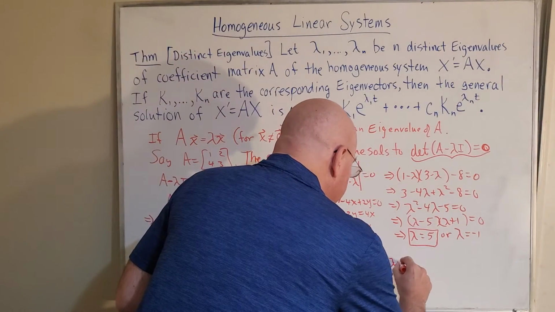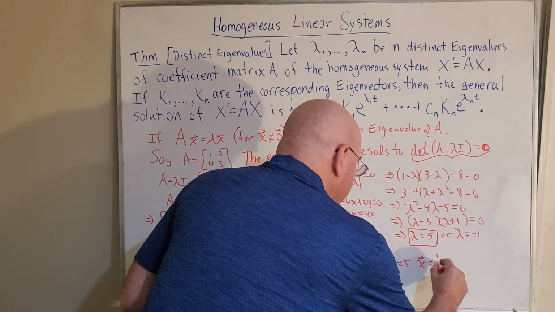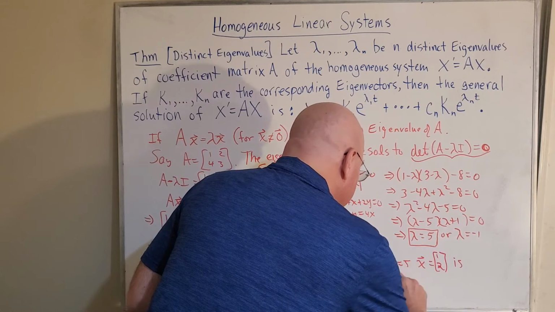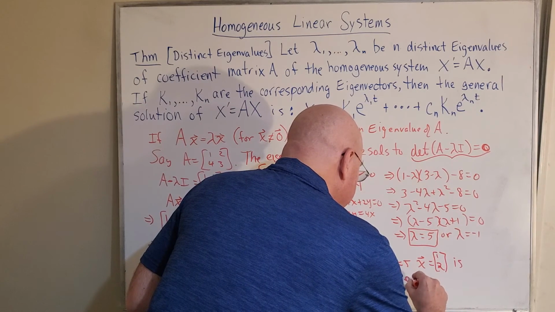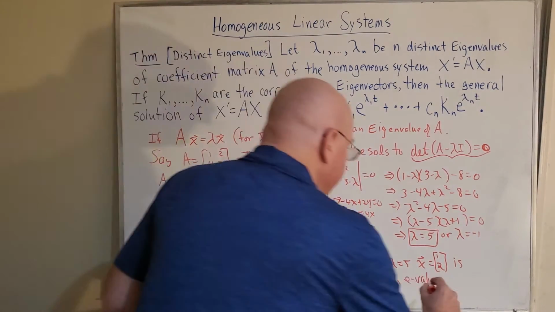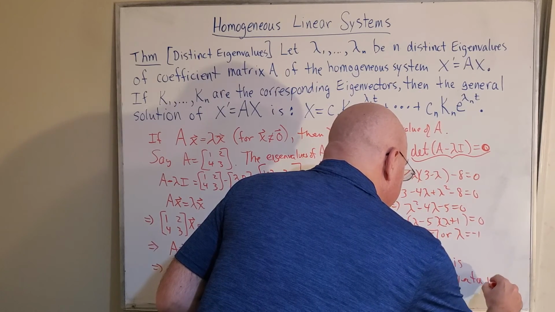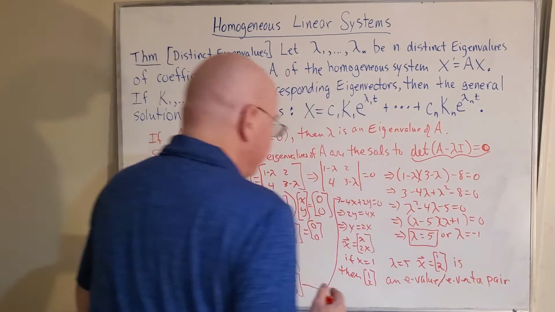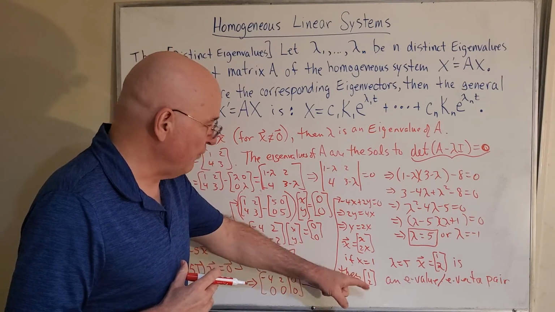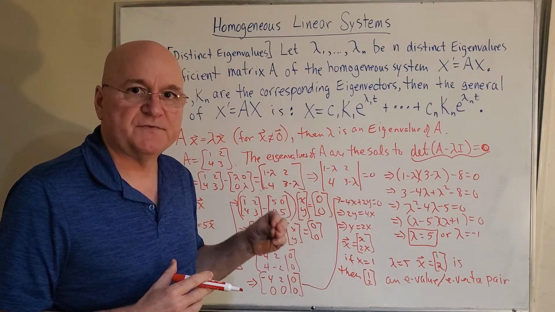So lambda equal 5, x bar equal to 1, 2 is an eigenvalue-eigenvector pair. And it would have been fine if I picked -1, -2, or 2, 4, or anything other than 0, 0. It needs to be a non-zero vector.